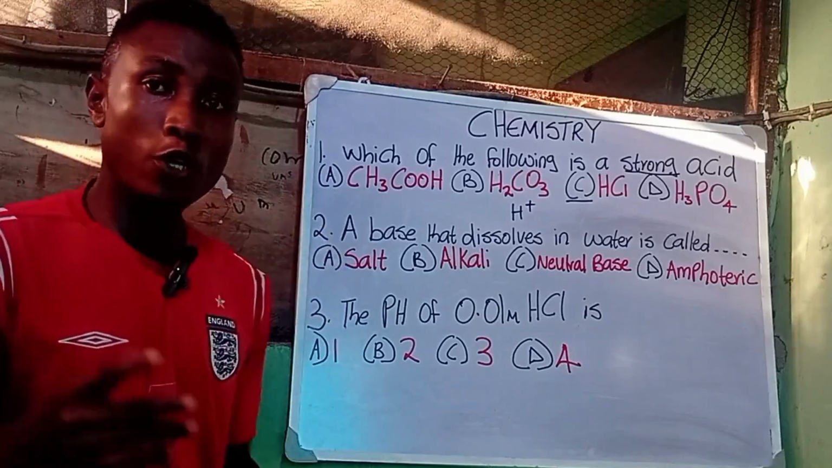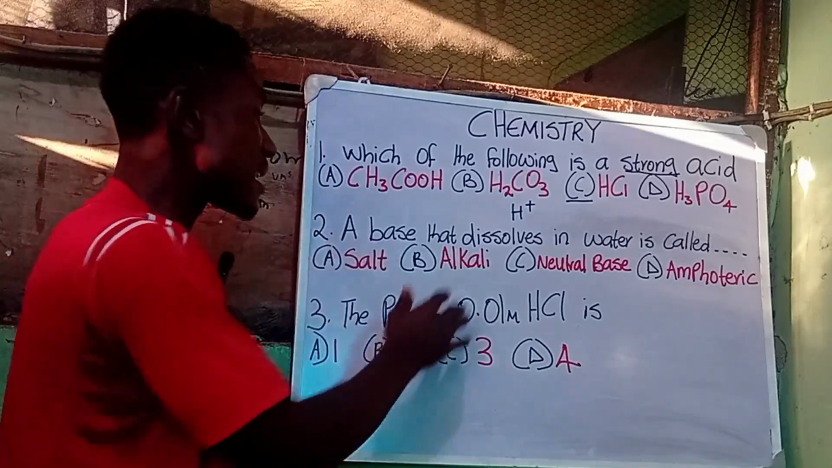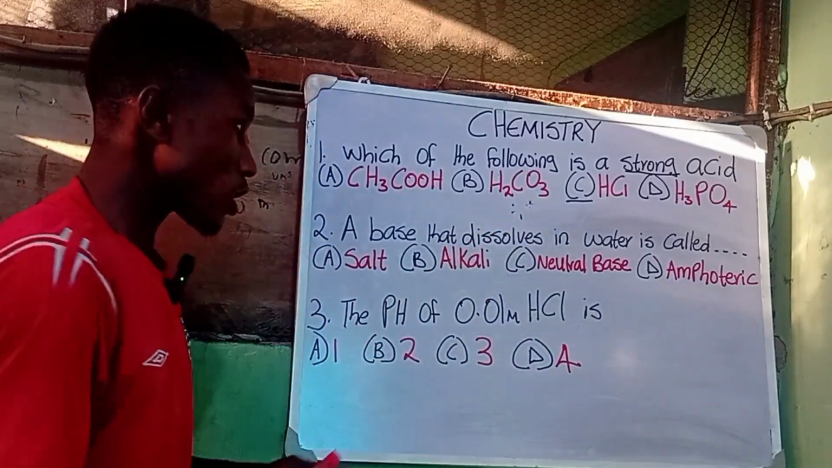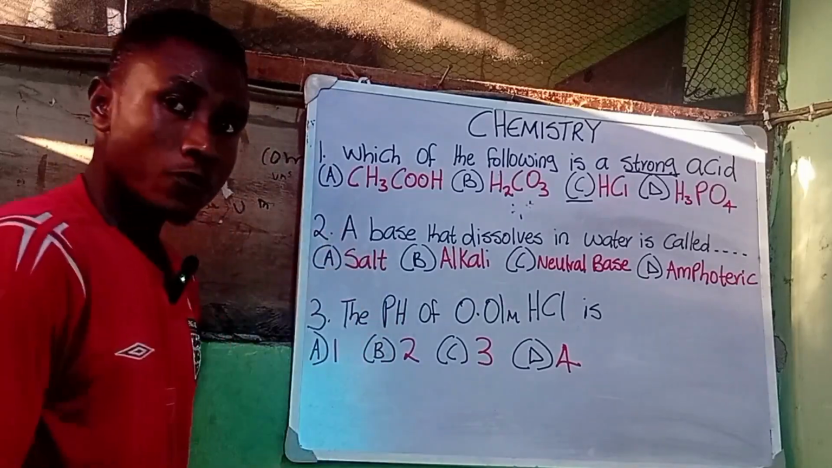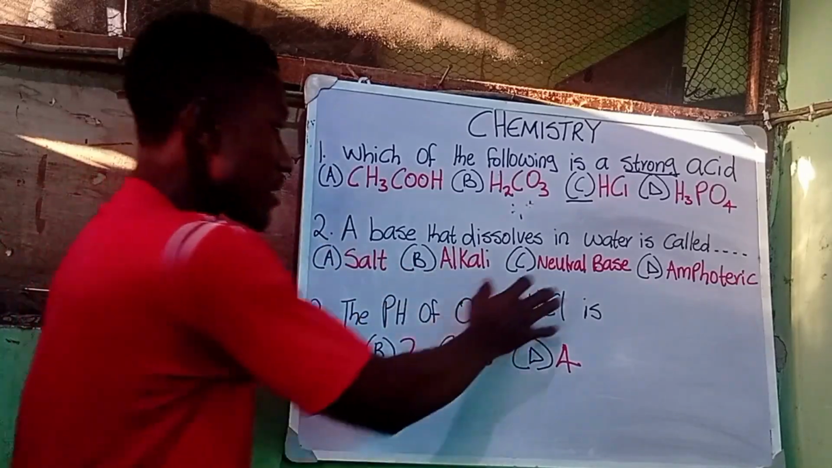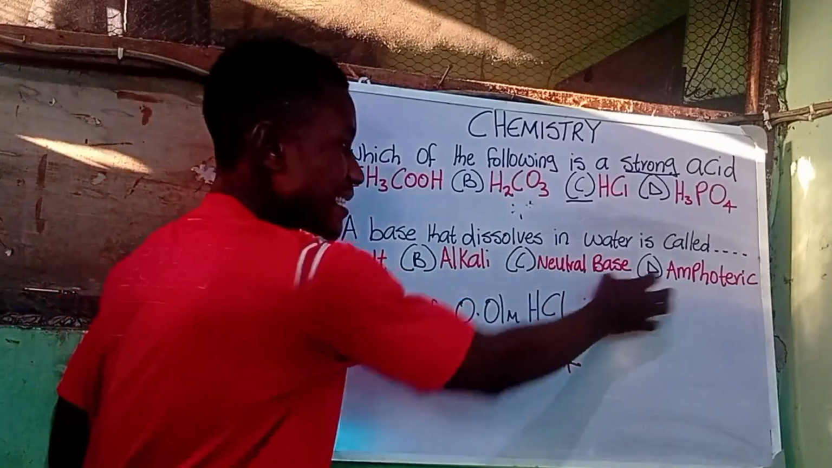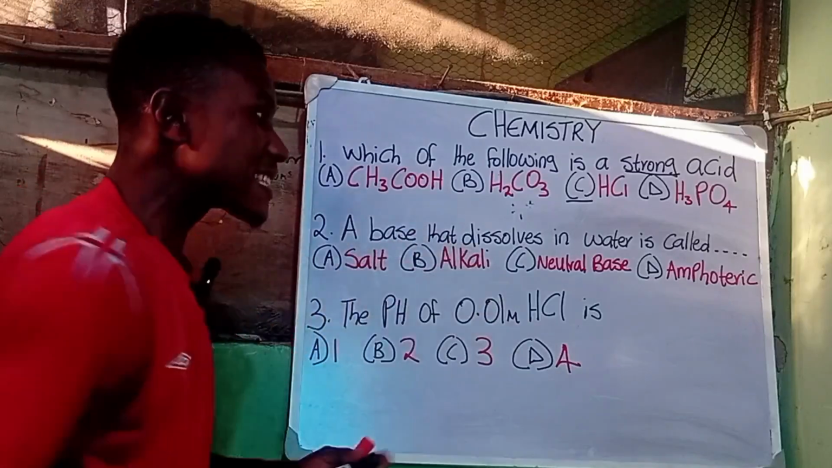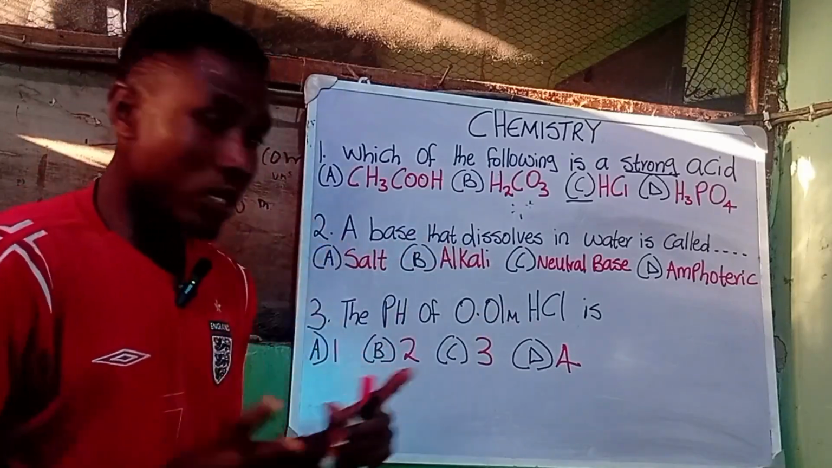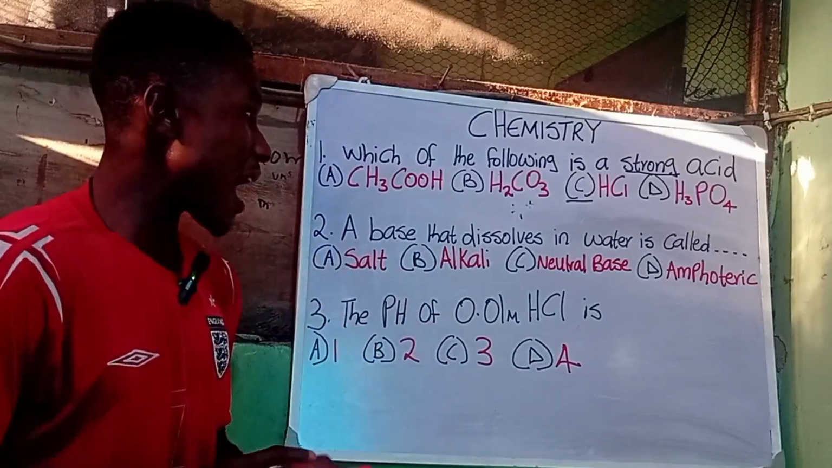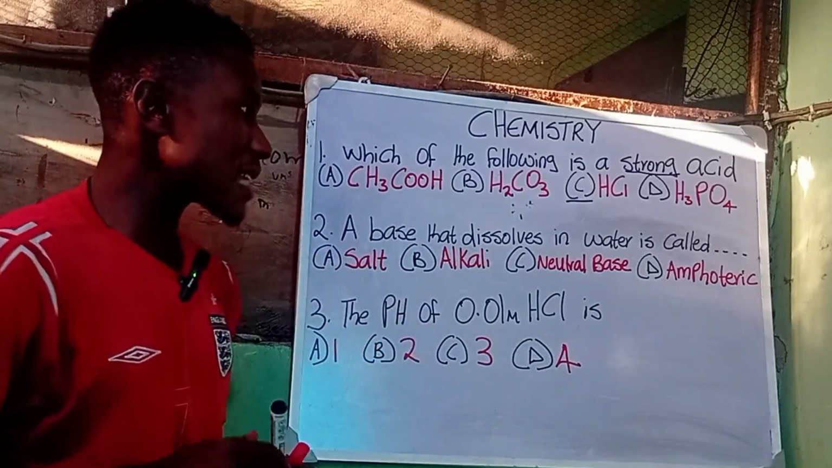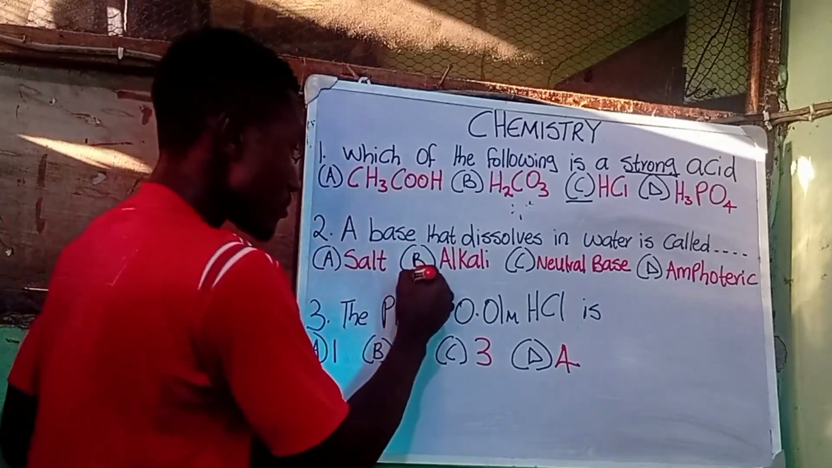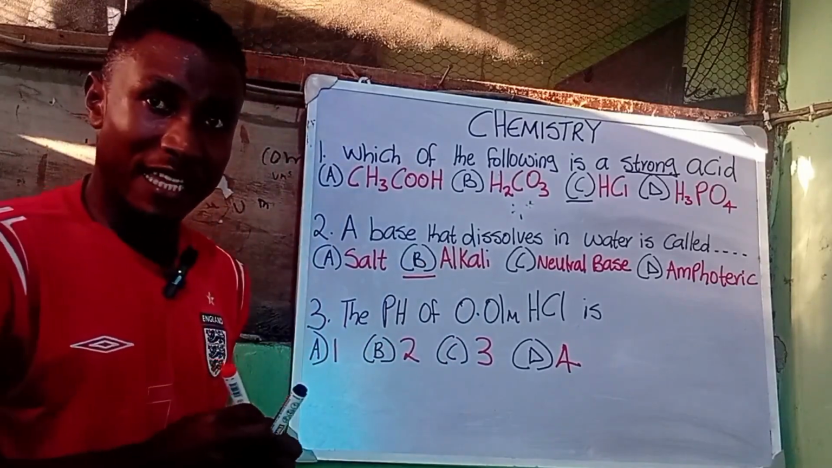Let's move on to question number 2. It says, a base that dissolves in water is called A, salt, B, alkali, C, neutral base, and D, amphoteric substances. The correct answer there is B, which is alkali.